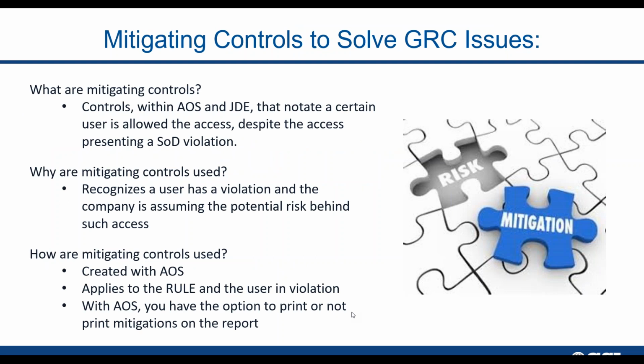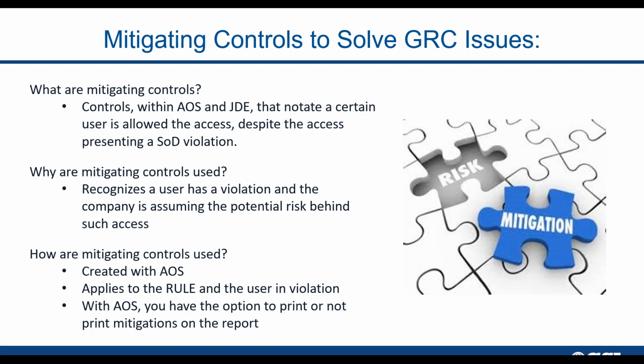All right, so you're probably wondering, you just mentioned we could run an SOD report, and depending on how our system's set up, we could have thousands of SOD violations. Well, there are ways around that. Some companies can't avoid it due to the size of their company, the way the company's set up, the way the company does business. So with that aspect, there's something that comes into play called mitigating controls. What are mitigating controls? Controls within AOS and JDE that notate a certain user is allowed the access despite the access presenting an SOD violation.